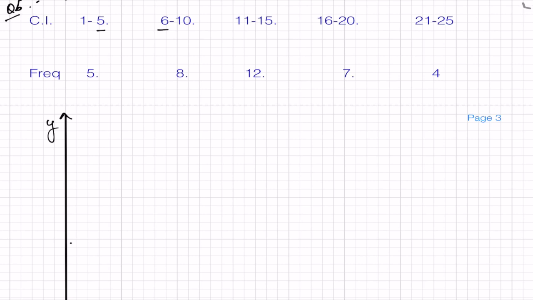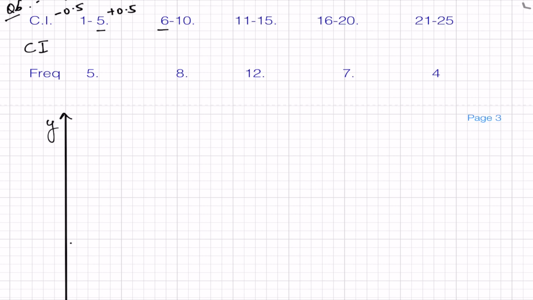So first we have to convert the discontinuous series into a continuous series, as we have studied in the previous chapter also, how to convert discontinuous into continuous series. So how to convert? We will make one more column of class intervals in which we will add 0.5 to the upper limit of all the class intervals and subtract 0.5 from the lower limit of all the class intervals.